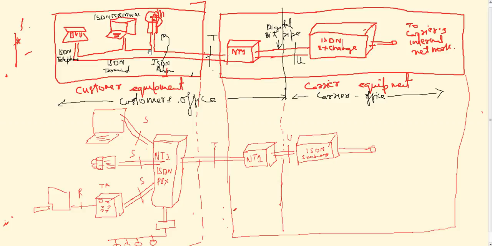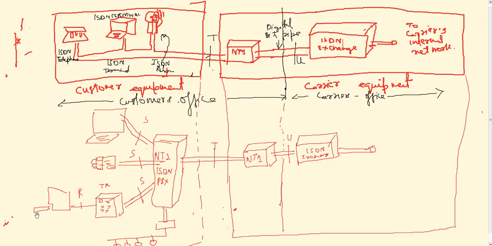But if it is a home user, NT1; if it is a business user, then it's an NT2. We need a private exchange to connect them, and they have the S bus interface to connect here. Now TE2: like I said, this is a TE1, but on this side we may have TE2. That's the non-ISDN compatible equipment. We call them type 2.